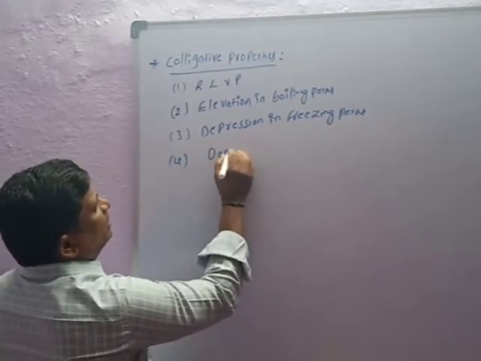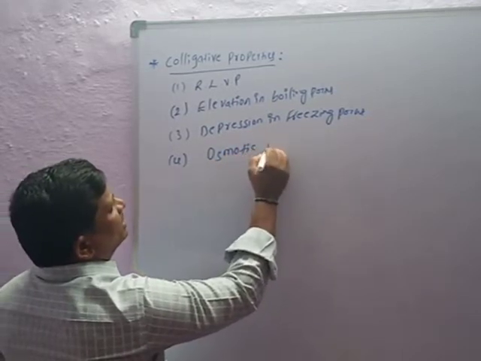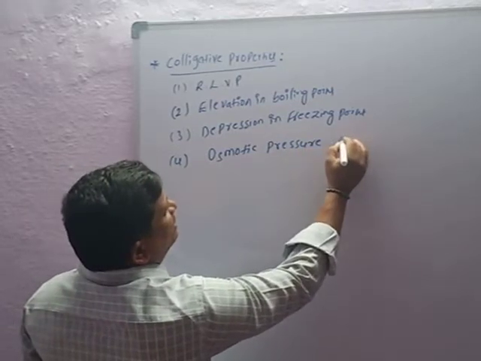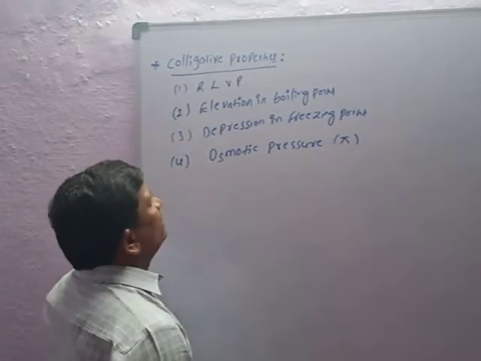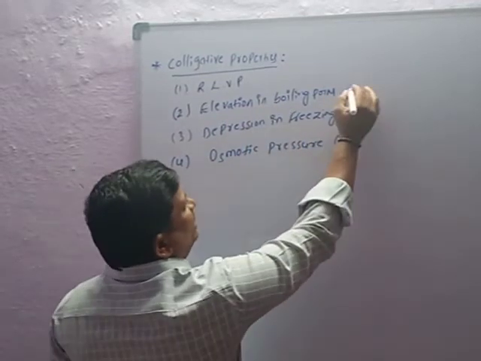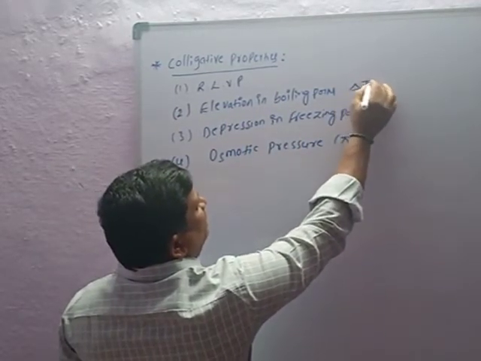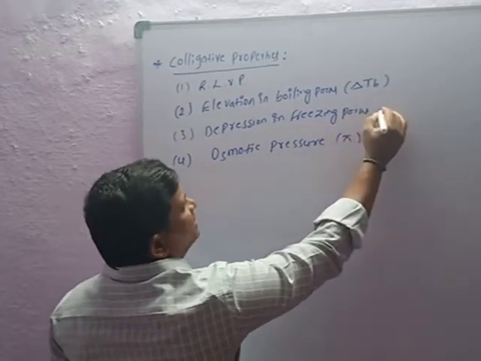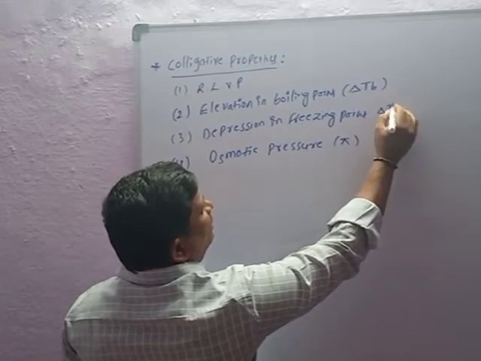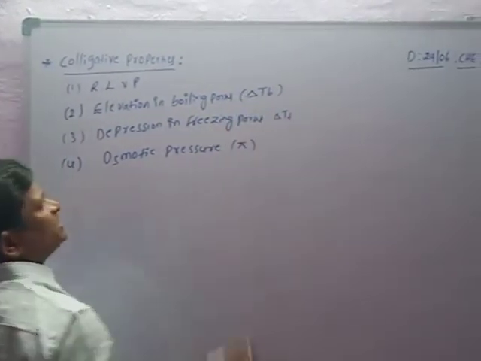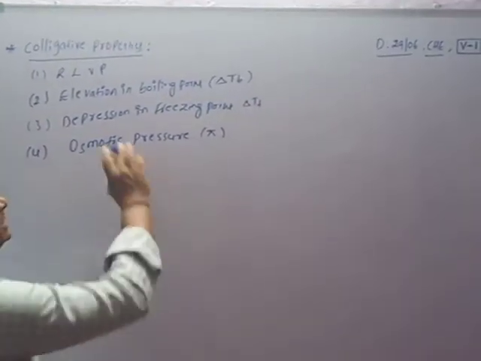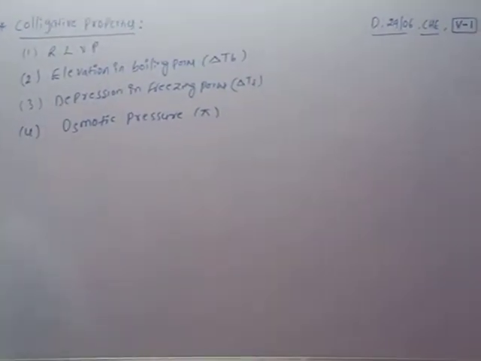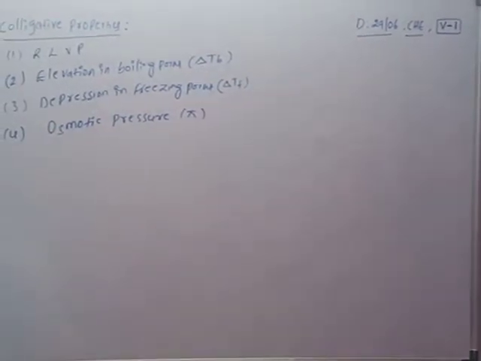Osmotic pressure is generally denoted with pi. Elevation in boiling point is denoted with delta TB. Depression in freezing point is denoted with delta TF. And osmotic pressure is pi. So the first one is completed.